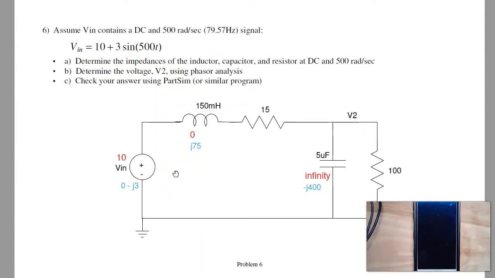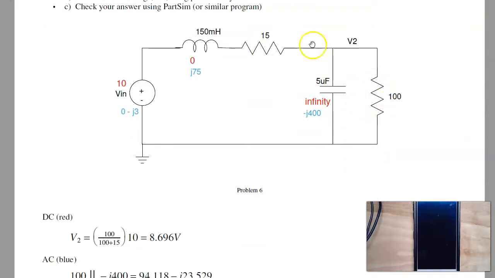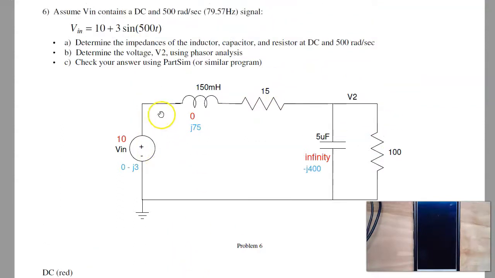Problem 6 uses superposition. This is a linear circuit, meaning I can treat that as two separate problems. Apply that as a 10 volt source, or a second problem, a sine wave, solve them separately. Starting with the DC source, in red, the input is 10 volts, inductor is j omega L, 0, this is infinity, so I just have a voltage divider. The output will just be 100 over 100 plus 15 times 10, 8.696 volts. That's DC. Now for AC.